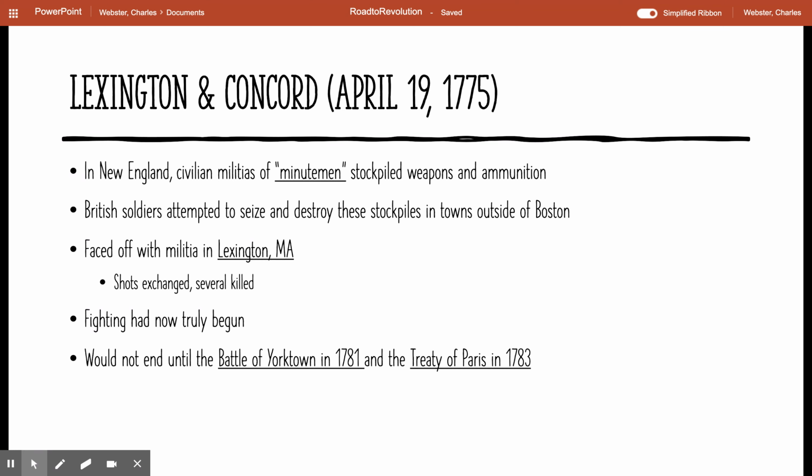So some shots were exchanged, and several soldiers and militiamen were killed. And now the fighting had truly begun, right? At first it had been a battle of ideas. You had maybe some fatalities like Crispus Attucks, like we were talking about. But now there really was a war that had broken out. And it would not end until the Battle of Yorktown in 1781, right? And the Treaty of Paris in 1783 is what would officially end the War for Independence, when Great Britain would recognize the independence of the United States.